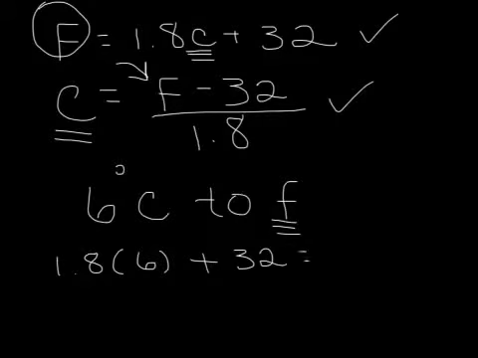So we would take our calculators and we would punch in 1.8 times 6. We would hit enter or equals on our calculator and then add the 32. And we should get 42.8 degrees Fahrenheit. So that's the first one. Let's try the next one.